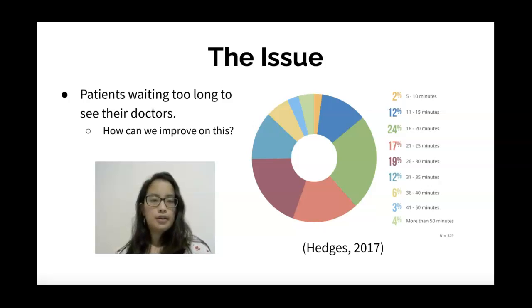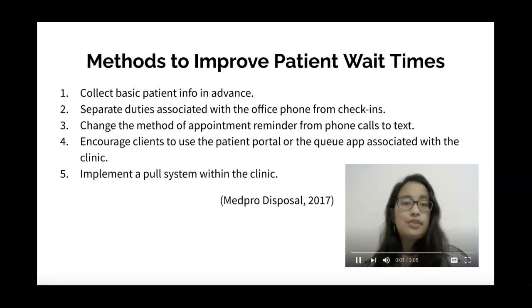In my next slide, I'll be sharing some of the highly effective methods for a clinic to use when attempting to improve their patient waiting times. So, some of the methods to improve patient wait times include the following. The first being collecting basic patient info in advance of the appointment. Using this method saves time immensely, considering some patients take longer than others to fill out their patient paperwork.